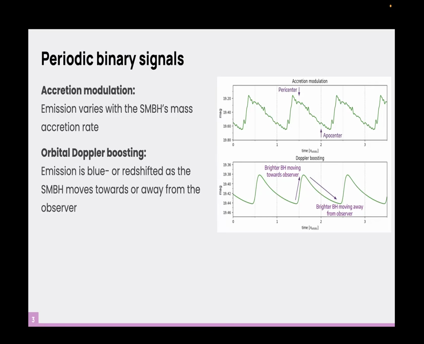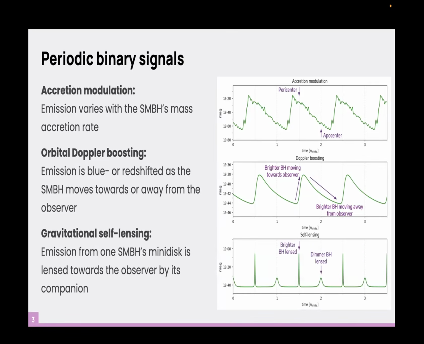And so when the black holes are moving towards or away from us along our line of sight, we'll be seeing red shifting or blue shifting, and that gives us this brightening and dimming depending on whether they're moving towards or away from us. And then lastly, we have the gravitational self-lensing signal, which, similar to the Doppler boosting, is also prominent mostly for the edge-on binaries.